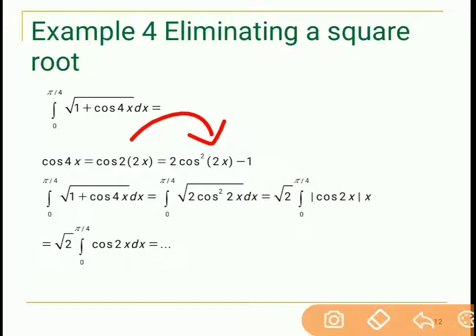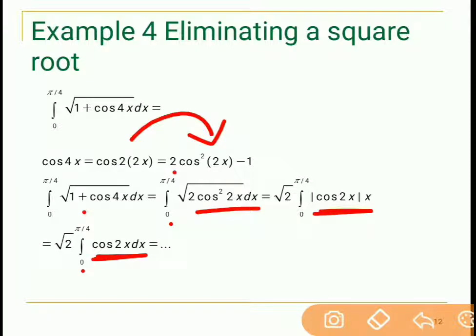Now substituting cos 4x as 2 times cos square 2x minus 1, so you will get under root 2 times cos square 2x into dx. Limit of this integration is from 0 to pi by 4. Now this root can be converted into modulus of cos 2x into root 2. So root 2 will come out of the integration, and finally we will get square root of 2 into integration of 0 to pi by 4 cos 2x into dx.